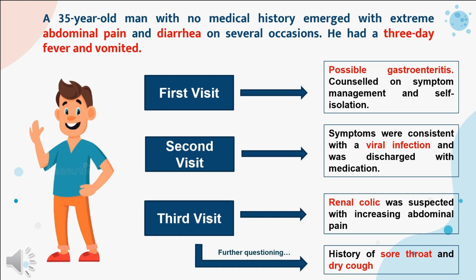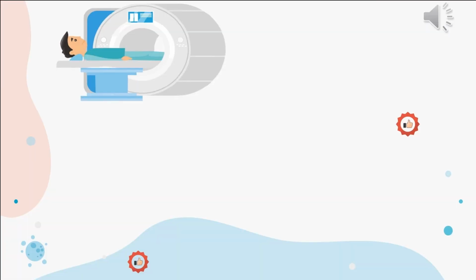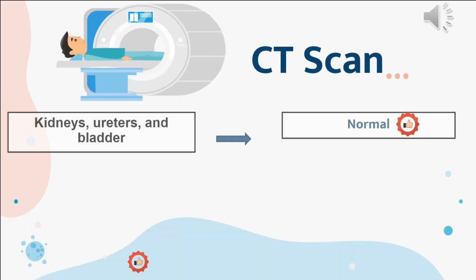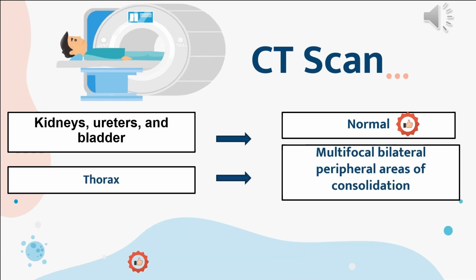Further questioning showed that the patient had a history of sore throat and dry cough. The C-reactive protein level was slightly elevated. The patient was then admitted to the infectious disease ward. The treatment was started for possible bacterial pneumonia. CT of the kidney, ureter and bladder reported no abnormalities. However, CT of the thorax revealed multifocal bilateral peripheral areas of consolidation consistent with COVID-19 infection.